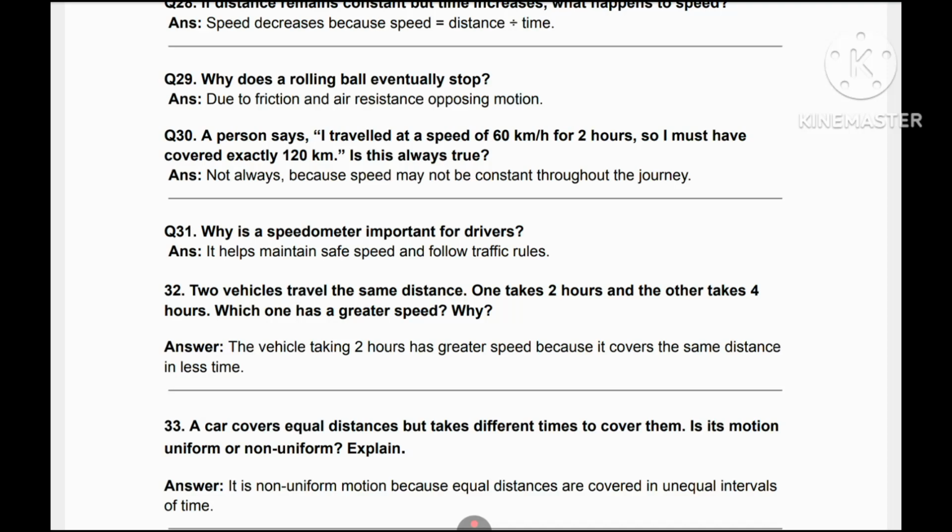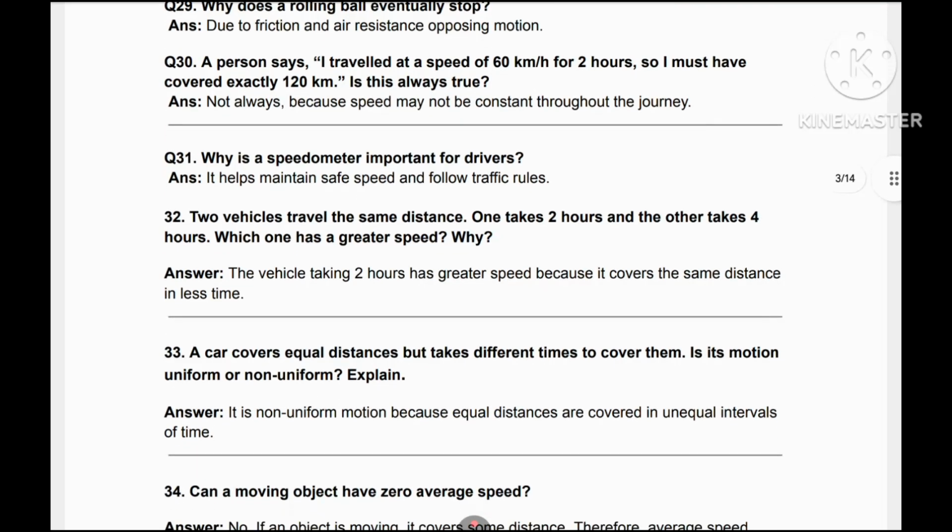A person says, I traveled at a speed of 60 km per hour for 2 hours, so I must have covered exactly 120 km. Is this always true? Not always, because speed may not be constant throughout the journey. Why is the speedometer important for drivers? It helps maintain safe speed and follow traffic rules.